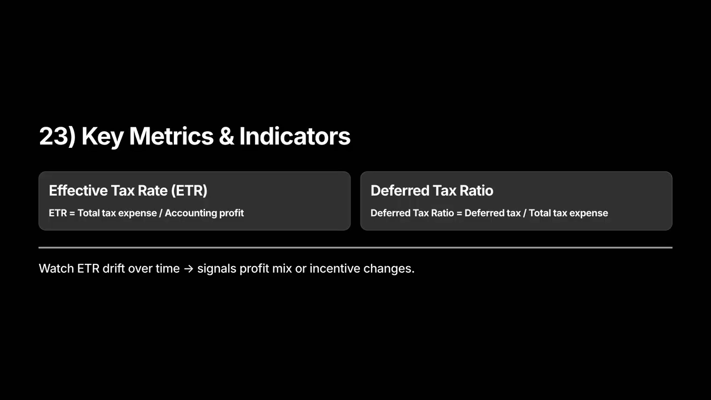Key metrics and indicators. Here are a few quick indicators to monitor your tax position. Effective tax rate, or ETR, equals total tax expense divided by accounting profit. If your ETR drifts far from the statutory rate, dig into the reasons. It may be deferred timing or tax incentives. Deferred tax ratio, which is deferred tax divided by total tax expense, helps assess how much of your tax is timing-based. Tracking these ratios over time tells a story about your company's performance and tax planning.